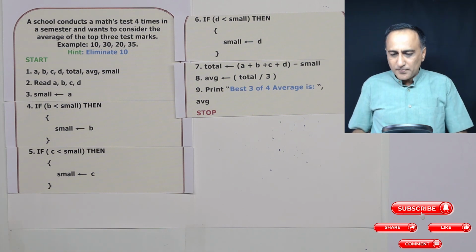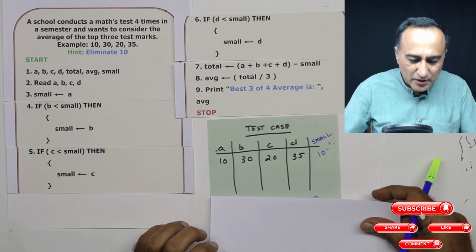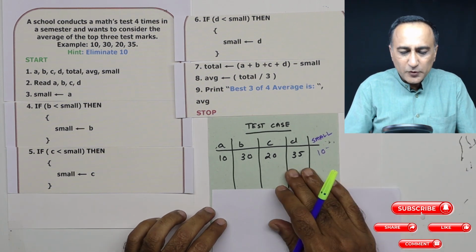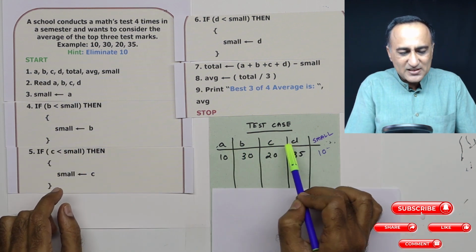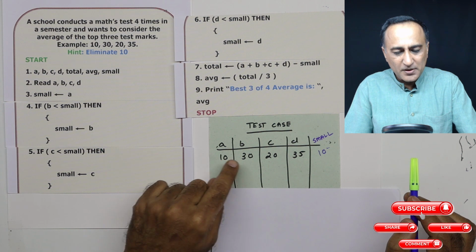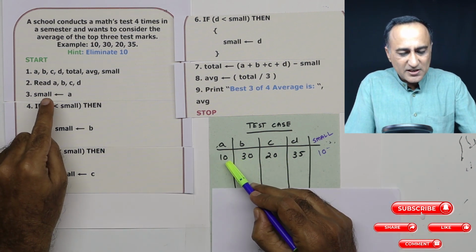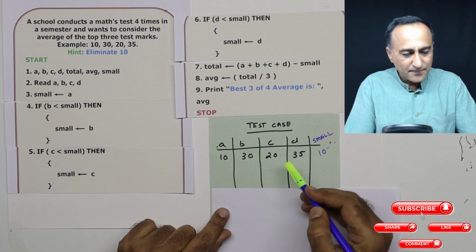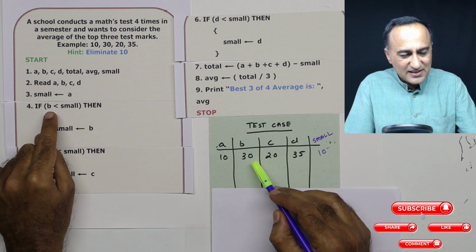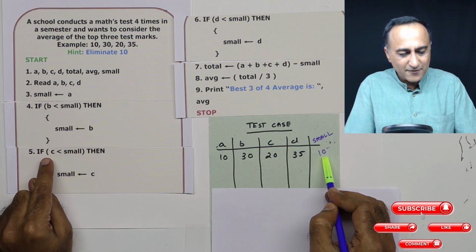Now in order to get a feel of how this particular program really works, we need to do the test case. So my values of a, b, c, d in step number 2 are going to be 10, 30, 20 and 35. Initially a is the smallest, so small will be 10. Then I am checking, is 30 less than 10? It is false.